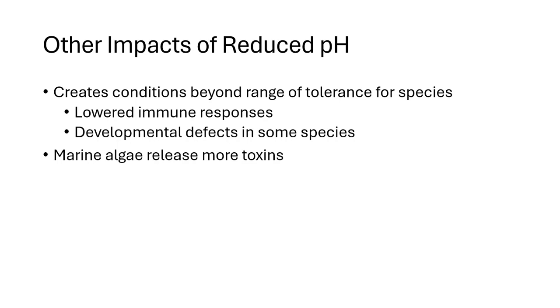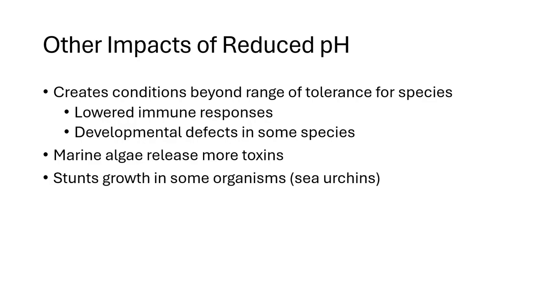Another thing is marine algae, especially during algal blooms, can release higher amounts of toxic chemicals when they are in a lower pH environment, which can then poison other organisms and even make its way into humans if they start eating these organisms that have picked up some of these toxins.